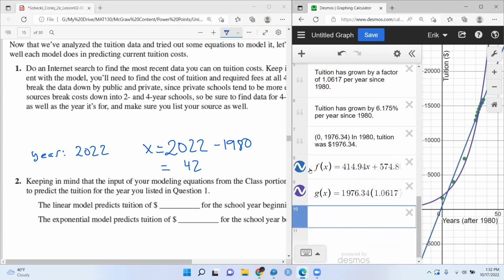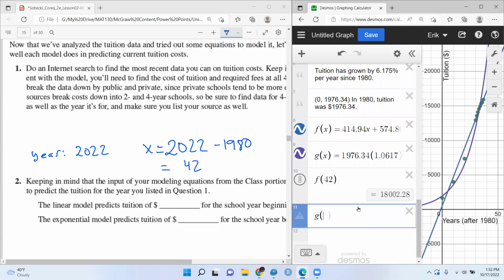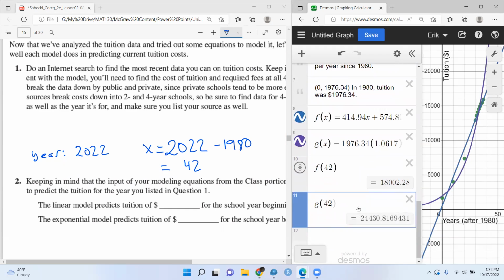So to do the predictions, since I've typed in the functions as they are, f of x is the linear prediction and g of x is the exponential prediction. So here are our two numbers. The linear model predicts the tuition to be $18,002.28. And the exponential model predicts it to be $24,430.82. Those are our two predictions. Now we're supposed to go calculate these things.